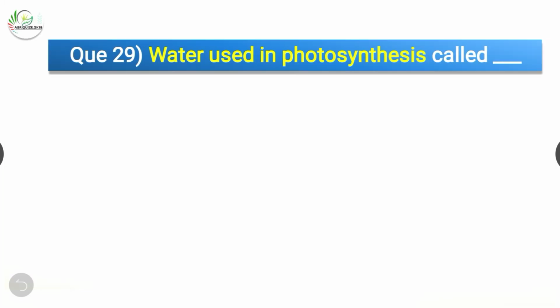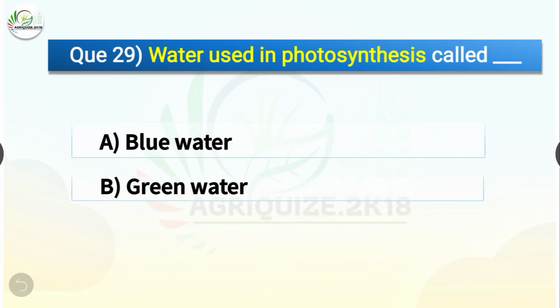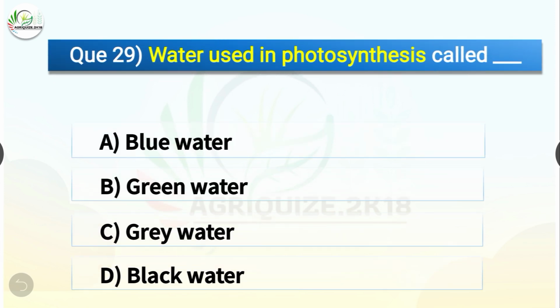Question number 29. Water used in photosynthesis is called as dash. The options are blue water, green water, grey water or black water. The correct answer is option B, green water. So water used in photosynthesis is called green water.